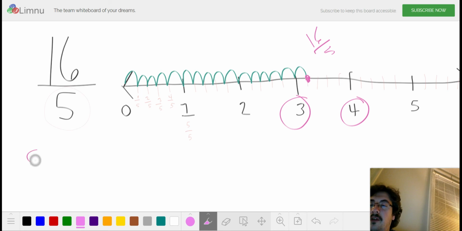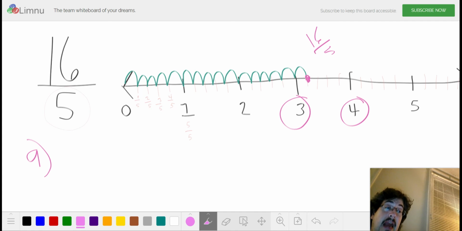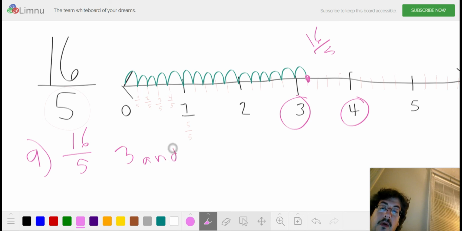So if this was, say, question A on your daily review challenge question for day 2, and it wanted to know which two whole numbers 16 fifths lies in between, you would just simply put 3 and 4. So not too bad.